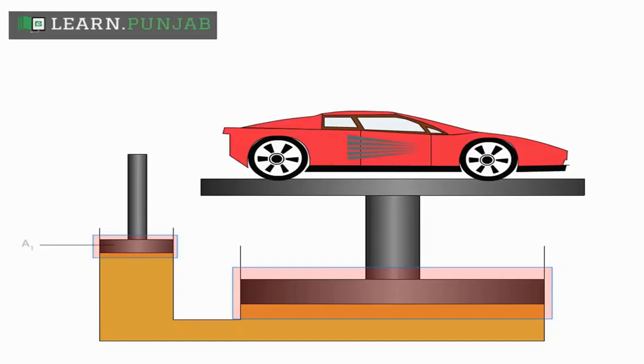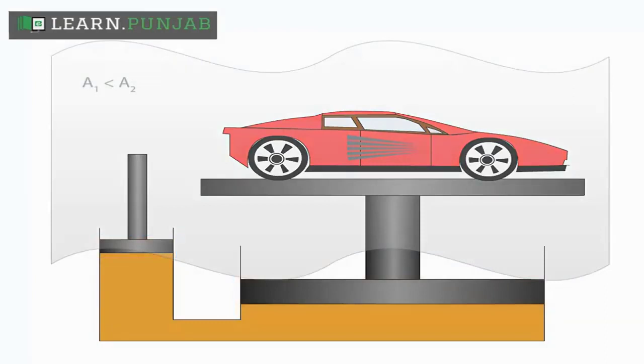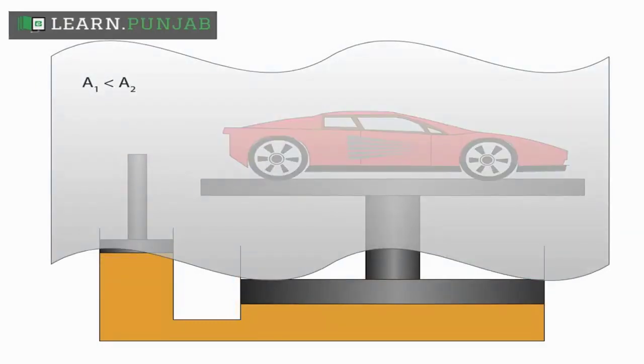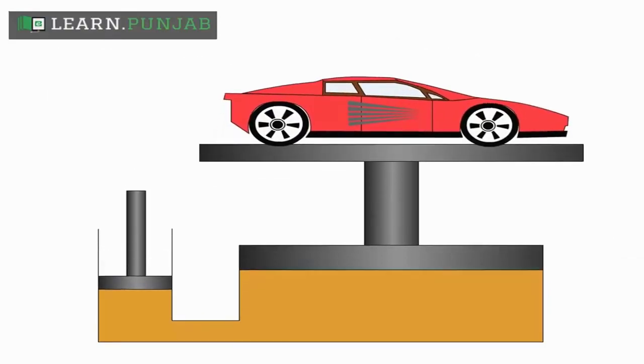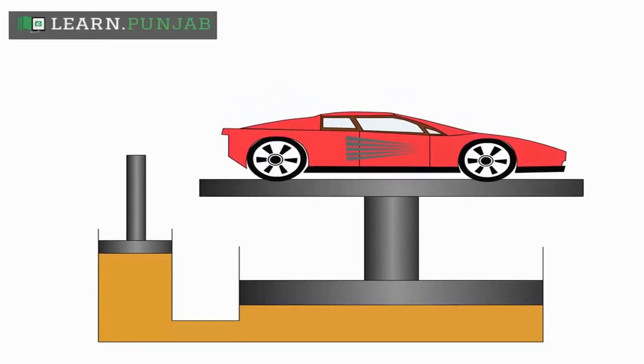Let the area of cross-section of one cylinder be A1 and of the other be A2. According to Pascal's law, if A2 is greater than A1, the force will be more effective. When force is applied on one piston it is shifted to the other piston, and to increase the force, the area of cross-section of the other cylinder is kept greater.